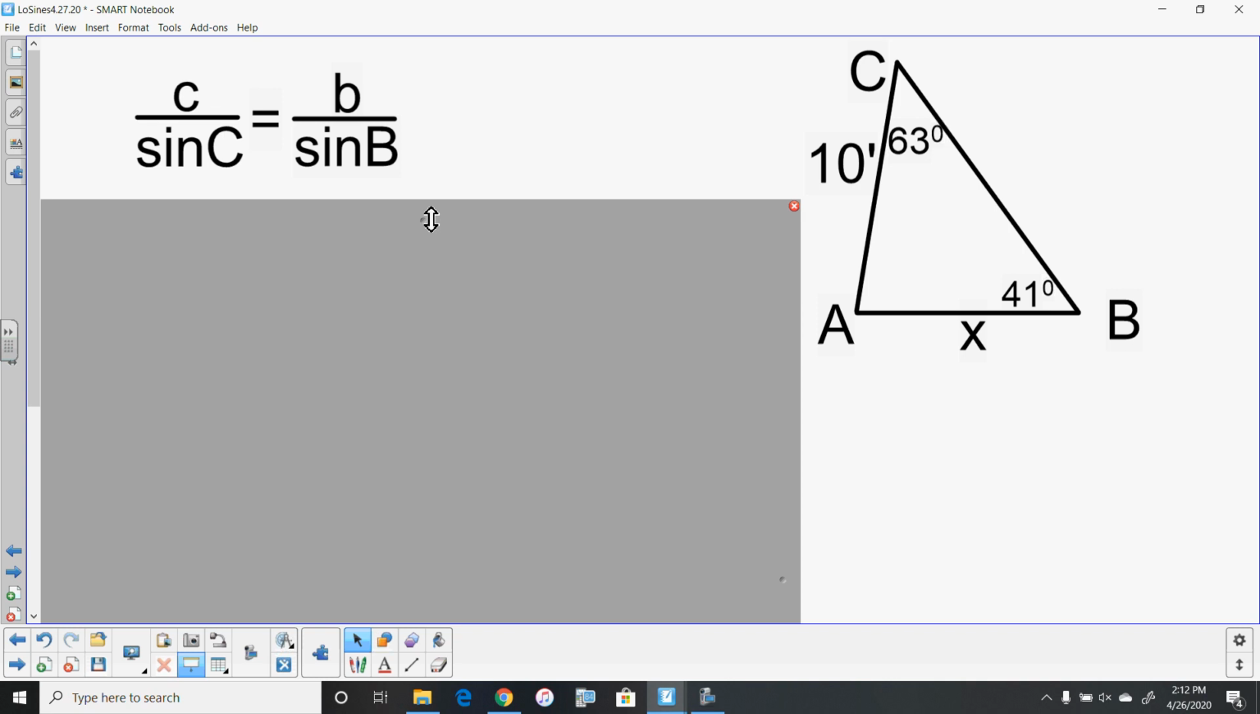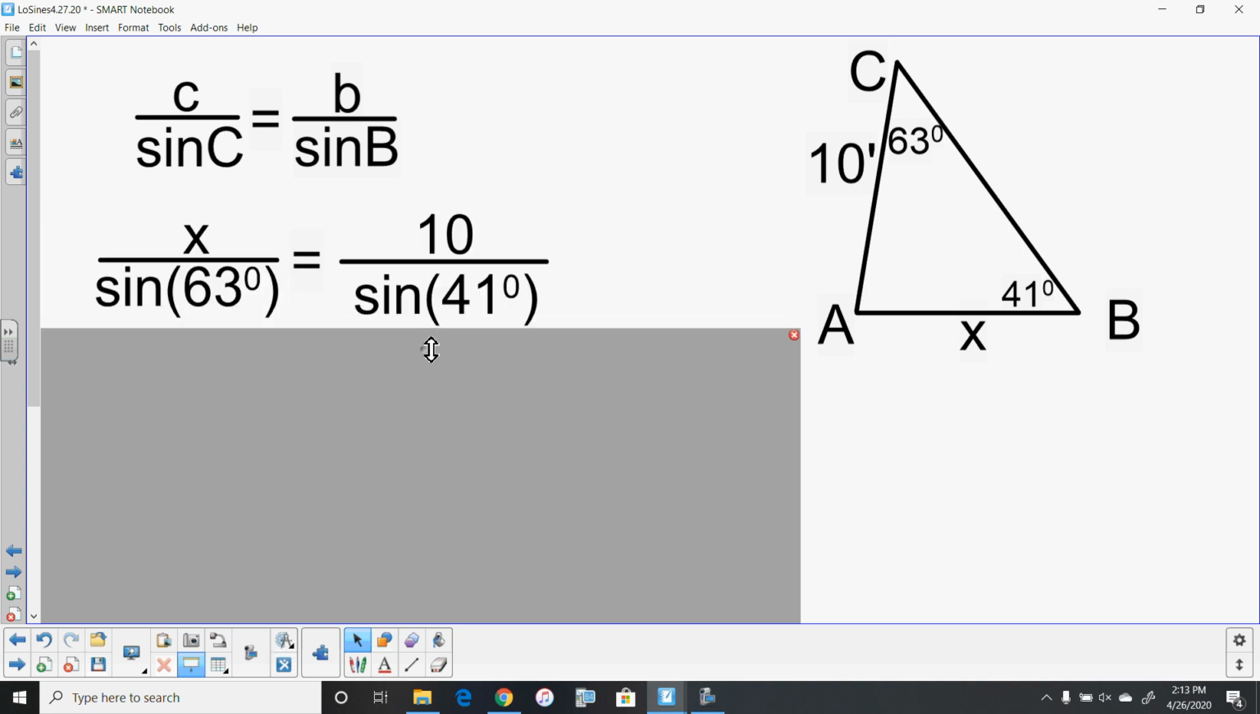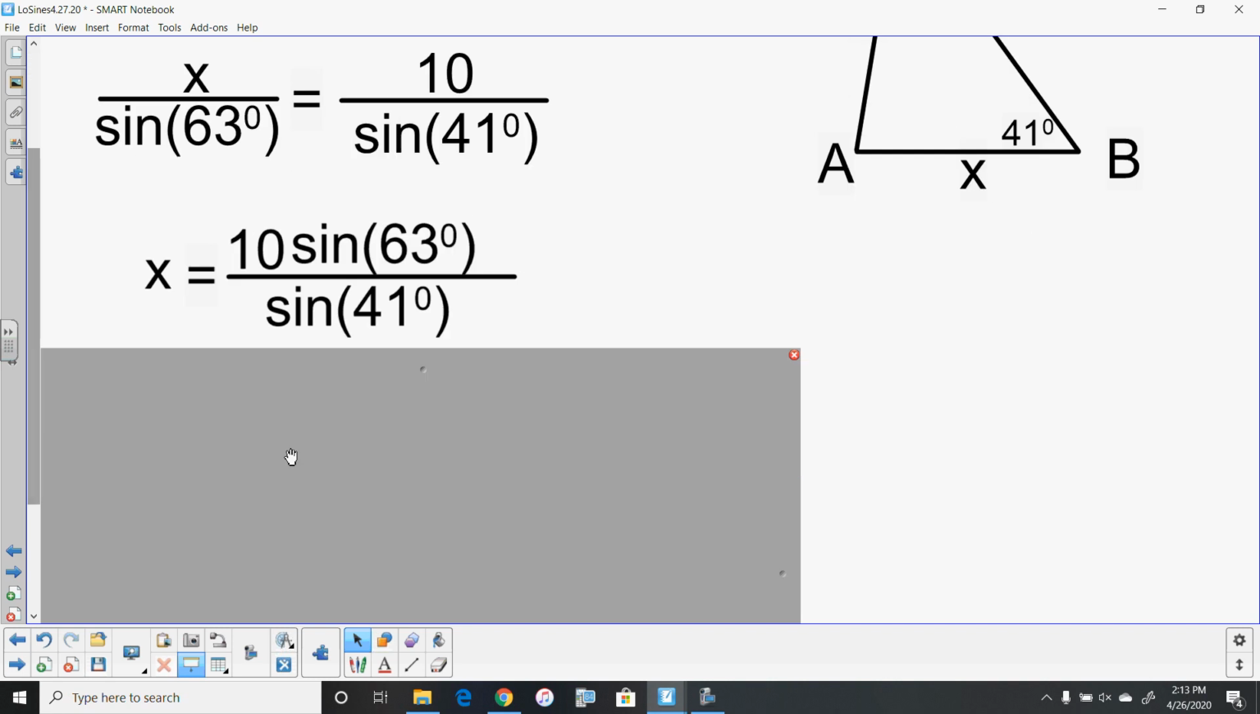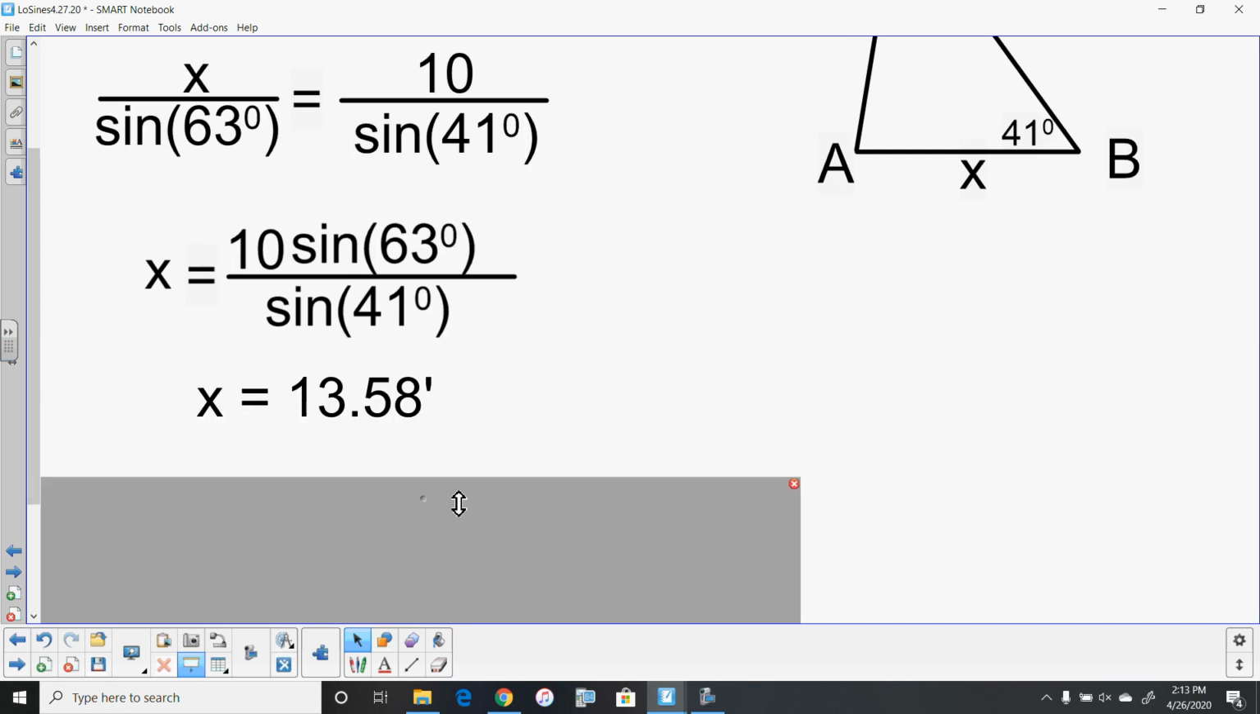Plug in what we know. We're solving for x, so that's going to be on the top of our proportion. The angle across from x, sine of 63. The other side we know is 10, and sine of the angle across from that, so sine 41. To get x by itself, multiply both sides by sine 63, and there is everything we need to type into the calculator in order to solve for x. I type that in, I get 13.58.